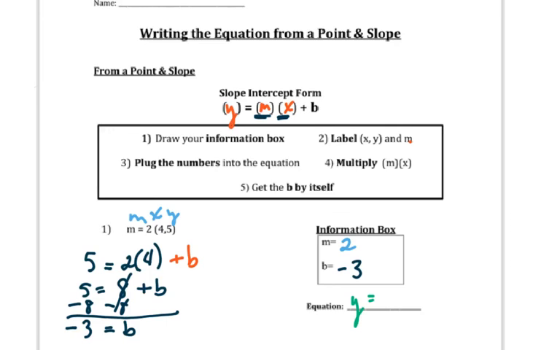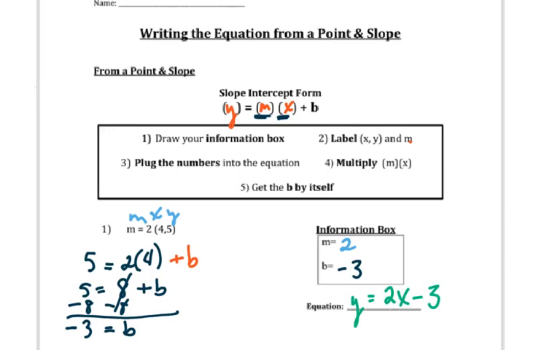It's y equals, my m is a 2. There's always an x next to the slope. My b number is a -3. That is how we write the equation of a line when we're given a point and a slope.